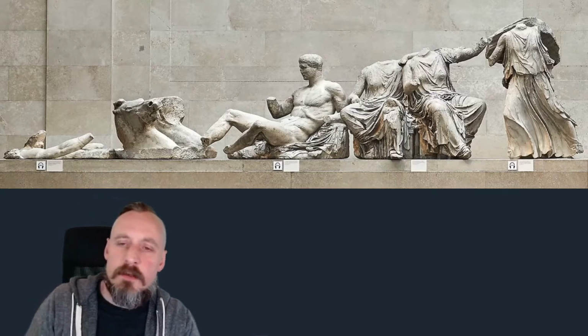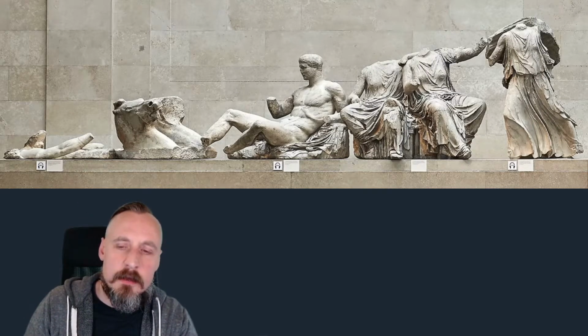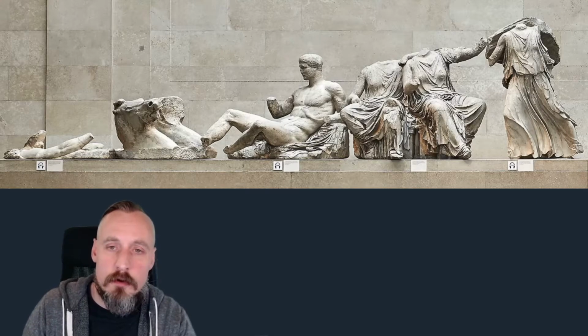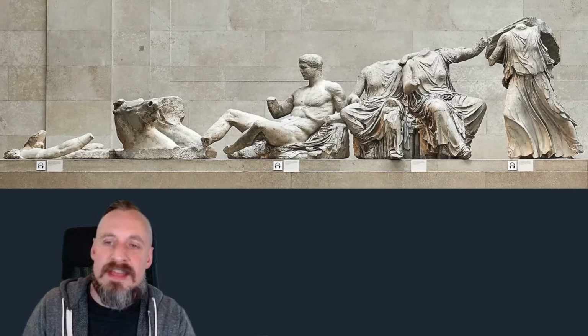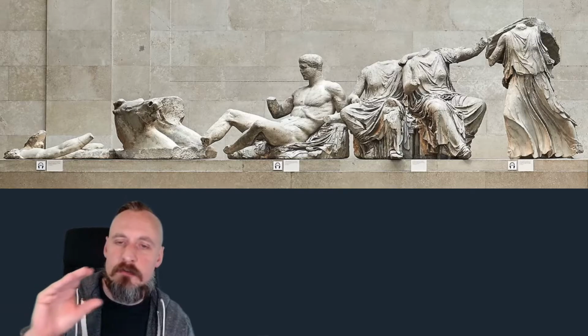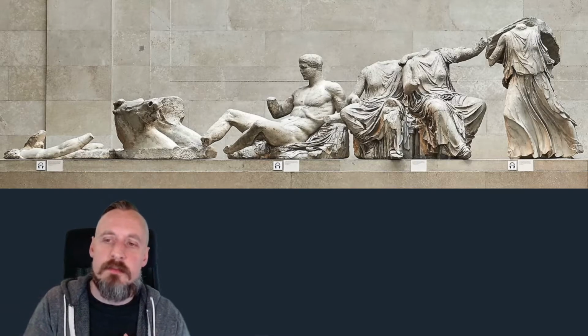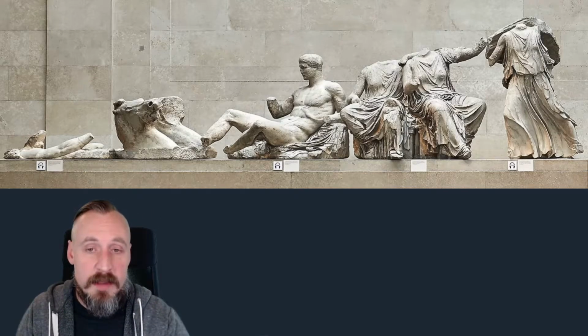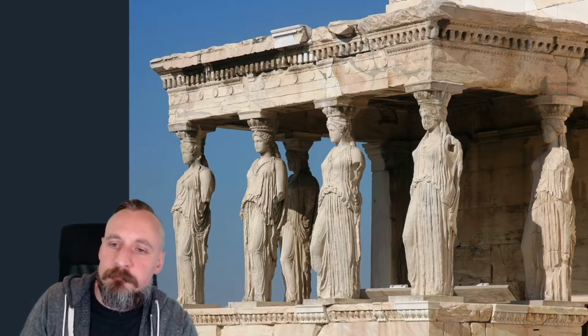Here are some figures from the pediment decor of the Parthenon that were saved, and you can see they're in kind of a triangular shape, and that was the shape that they were in when they were on the pediment of the Parthenon.